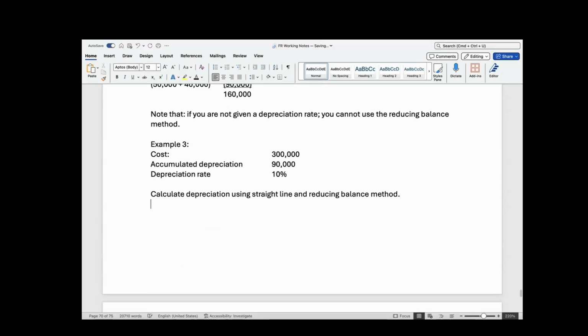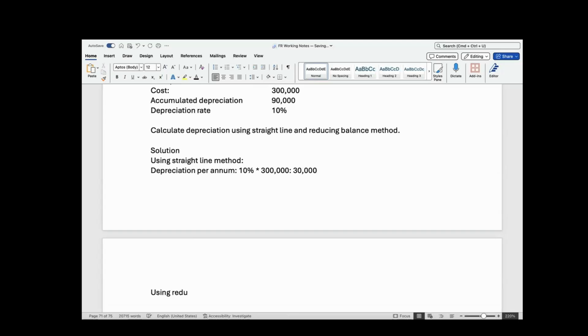Now, using the straight line method, my depreciation approach per annum still remains the same. It's simply the depreciation rate times the cost. Since we don't have residual value in this case, my depreciation per annum is simply 30,000.